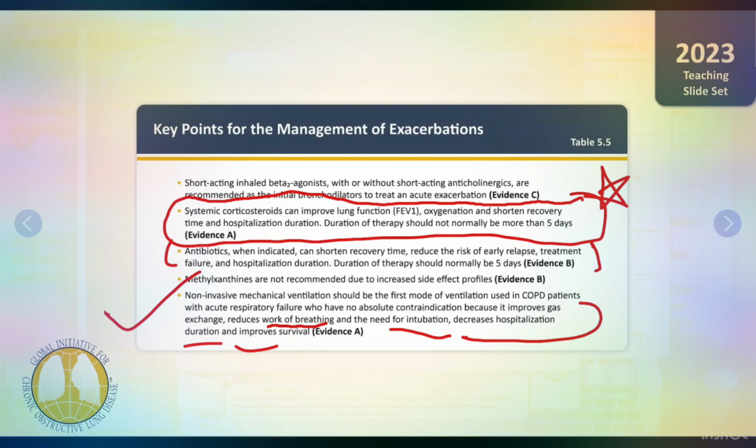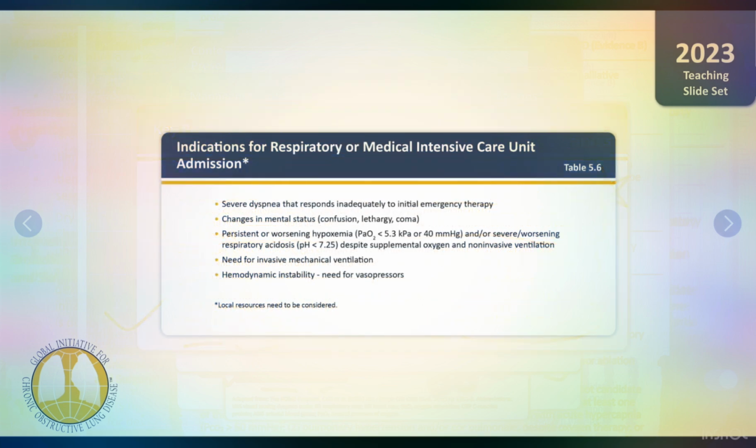So yeah, this is the first mode of the ventilation. NIV should be given. Indication of respiratory or medical ICU admission: severe dyspnea that responds inadequately to the initial emergency therapy. Change in the mental status is there.